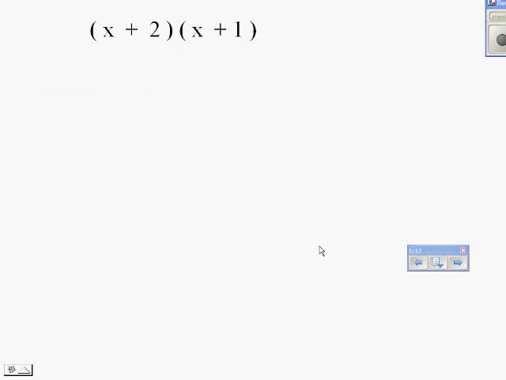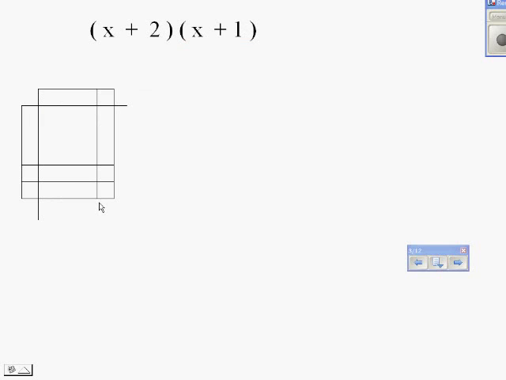Next one we're looking at is x plus 2 times x plus 1. So we do our x and 2 on the side, x and 1 on top. Overall area, draw our line down, draw our lines across, and you see we have an x squared, 3 x's, and 2 1s.